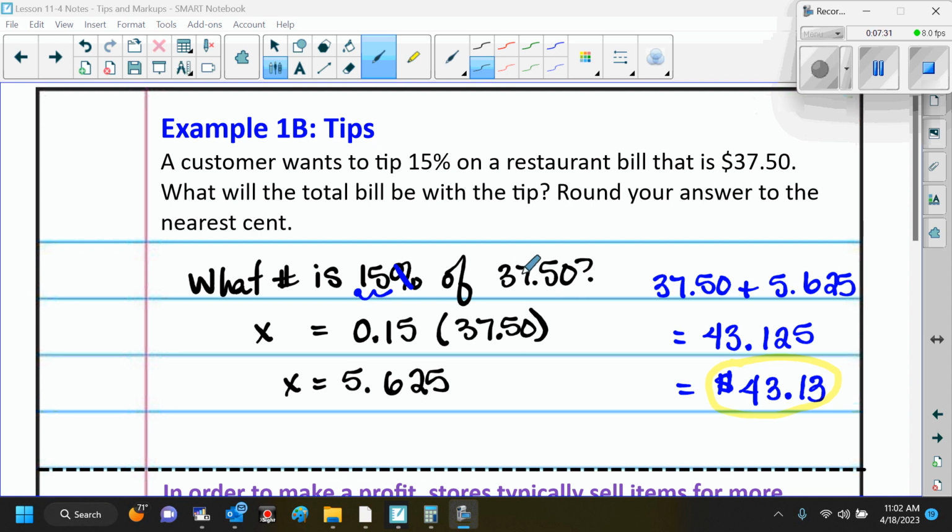So here, the what number question is what number is 15% of $37.50? We translated the English to math. We get x is equal to 0.15 times $37.50, and we get this. I wrote down all the numbers because we're rounding at the end. So what we have here is the tip, the tip or the gratuity. Then over here is where we have the total bill.